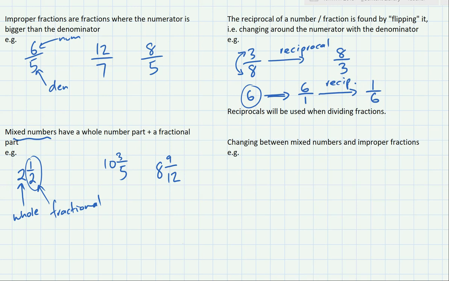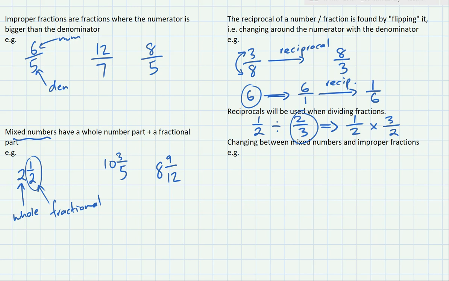Now reciprocals will be used when dividing fractions. So if you had something like 1/2 divided by 2/3, when you come to divide fractions, the strategy you can use is change it into a multiplication. So 1/2, change the division into a multiplication, and you're multiplying by the reciprocal of the divisor. So you multiply that by 3/2.